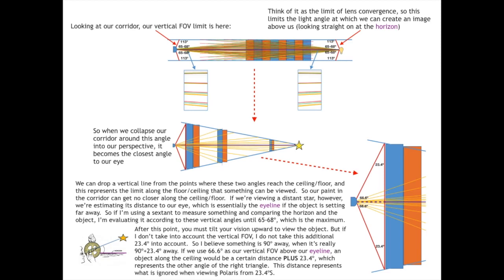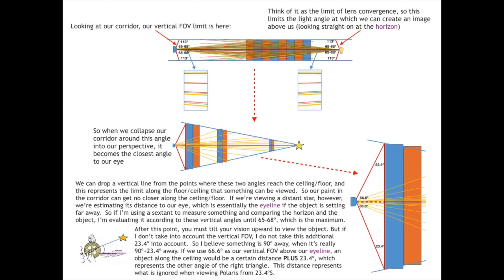We can drop a vertical line from the points where these two angles reach the ceiling and the floor, and again, it limits the distance along the floor or ceiling that something can be viewed above or below us. But again, on a straight line view, we can still see an additional 23.4 degrees further. So again, our paint strips that are attached to the ceiling or floor may limit there, but looking straight on at an object, we still get an additional 23.4 degrees of vision.